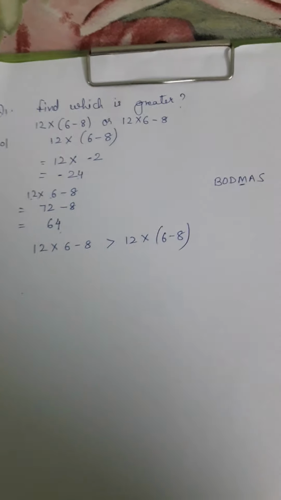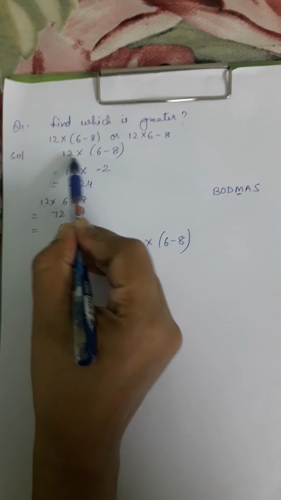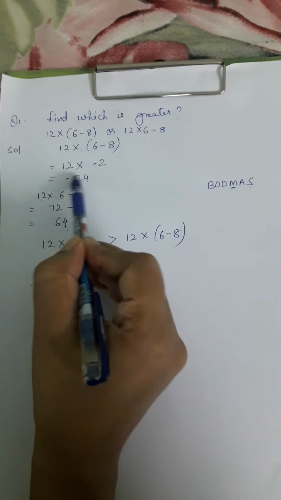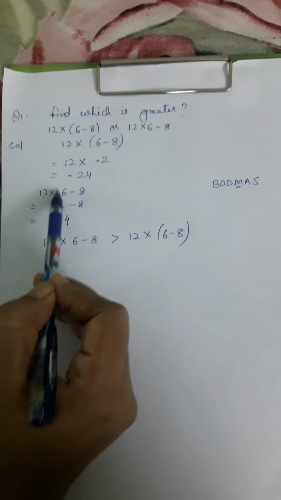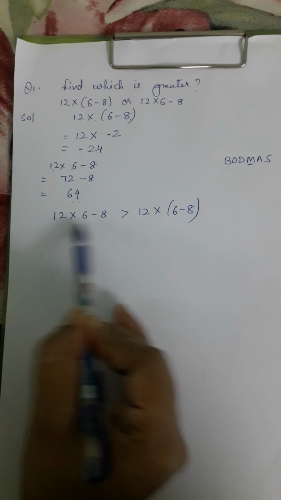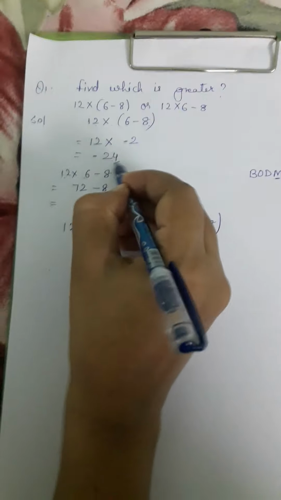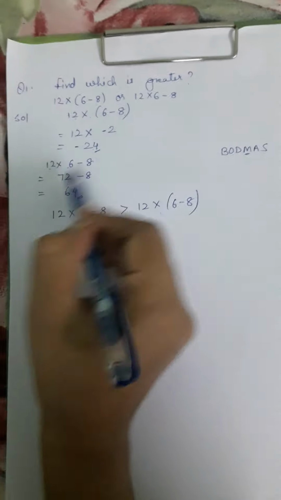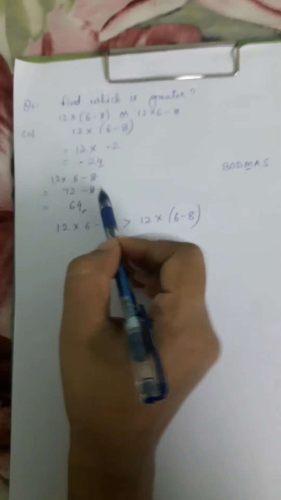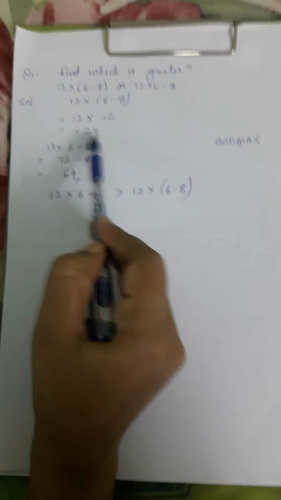When you write the test, when I send it to you, you will give me the answer of 12 into (6 minus 8): just write the answer, minus 24. And for 12 into 6 minus 8, write the answer 64. In the next line you will tell which is greater. Don't just write this is greater or this is smaller. You must give the answer of each. No need to give the steps, no need to give the whole solution. Just the answer of this is 64, the answer of this is minus 24. That's why this is greater than this.